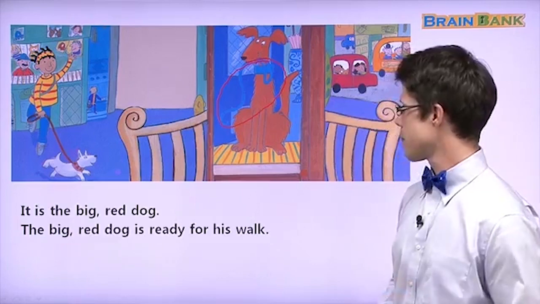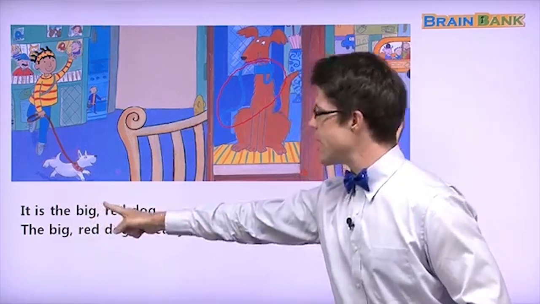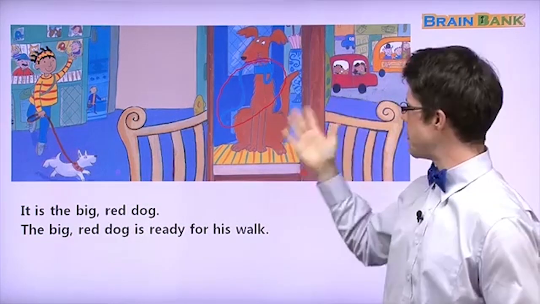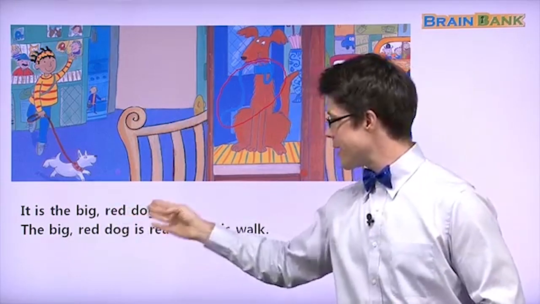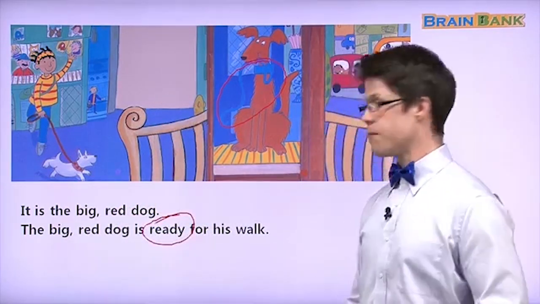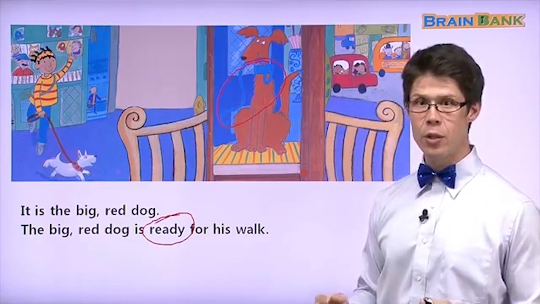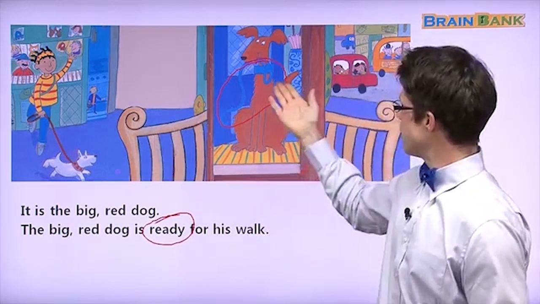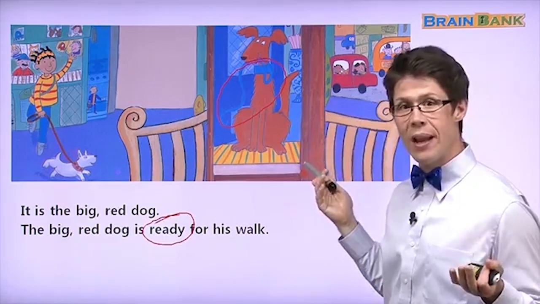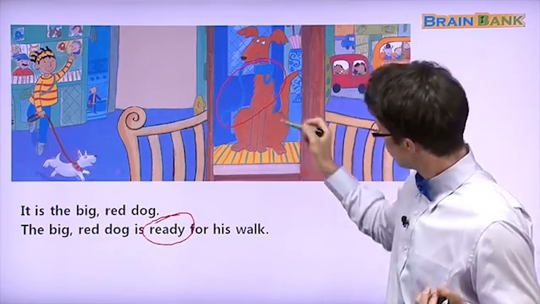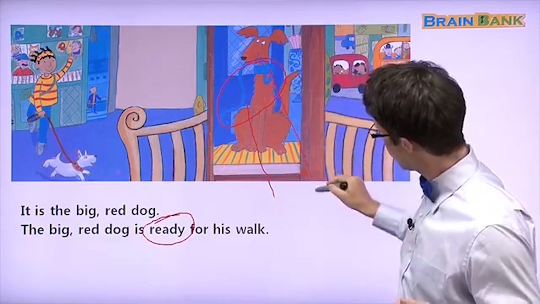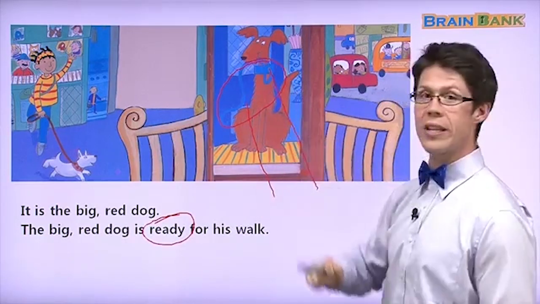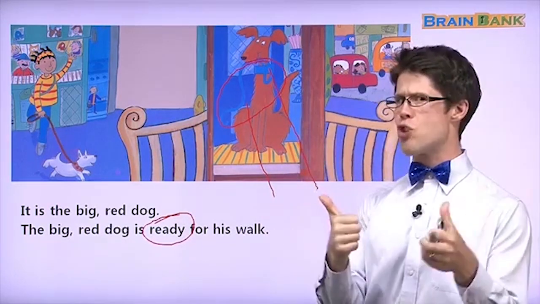Let's read. It is the big red dog. 큰 빨간 강아지예요. It's the big red dog. The big red dog is ready for his walk. 레디는 준비하다. Are you ready? Go! Right? The big dog is ready for his walk. Why is he ready? 왜 준비해요? 왜냐면 leash하고 collar도 준비 다 했어. Yes, its leash is ready, its collar is ready, the big red dog is ready.